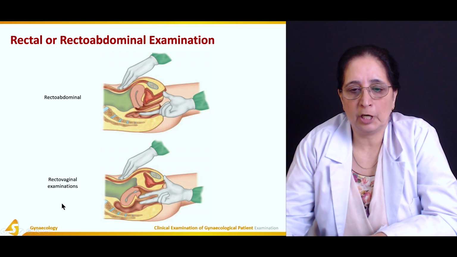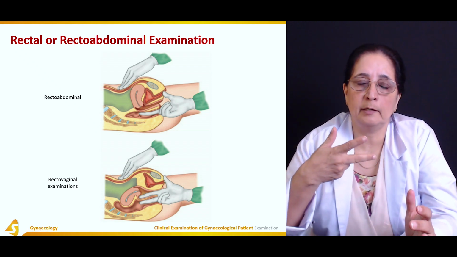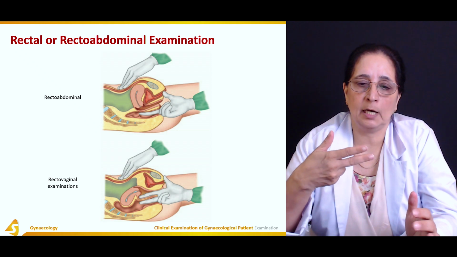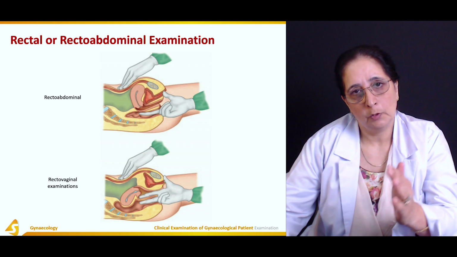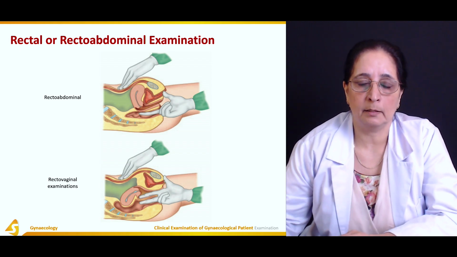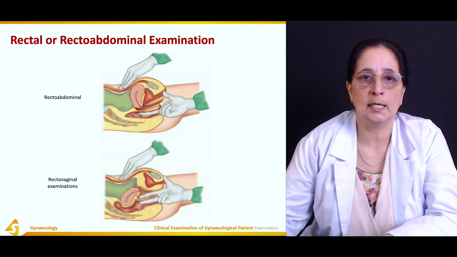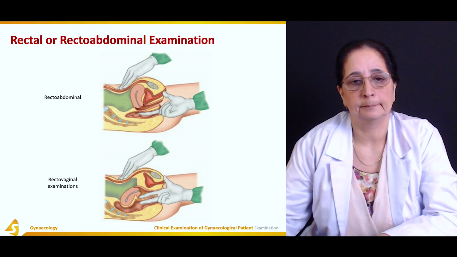Then recto-vaginal, with the two fingers like this. One finger goes in the rectum, one in the vagina, and then one hand pushes on the abdomen to bring the organs a little down, so any abnormalities, any swellings, any masses can be easily palpated.